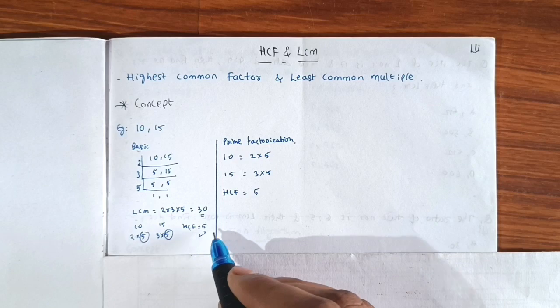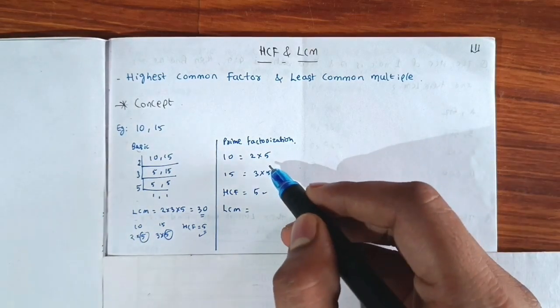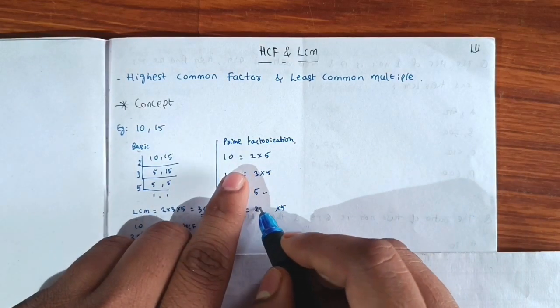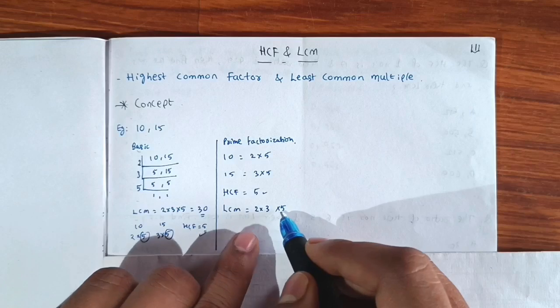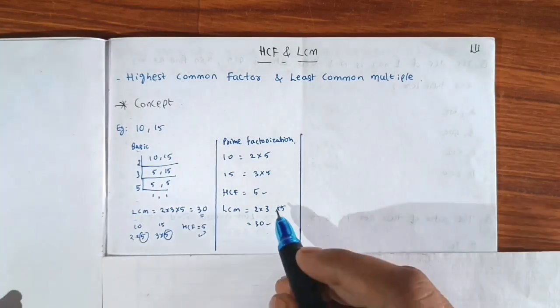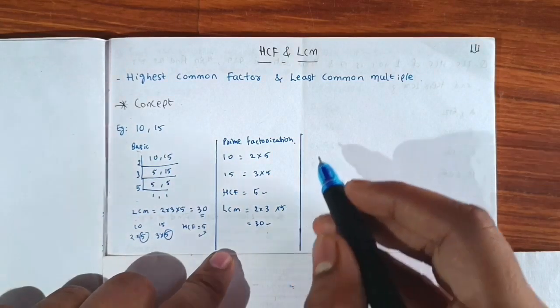So you can see here, this is this one. Now for LCM, the common factor we need to write once, and the leftover values we need to write from this, like 2 cross 3 cross 5, which is nothing but 30. To find the highest common factor, we have one more method. I will show you that one also.